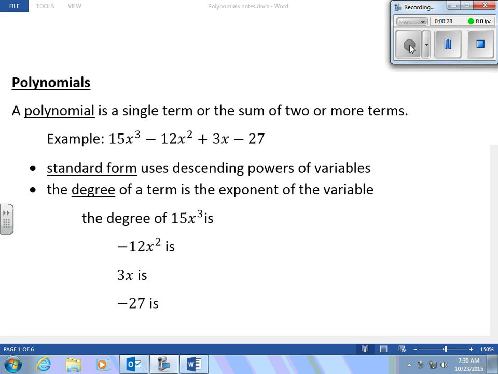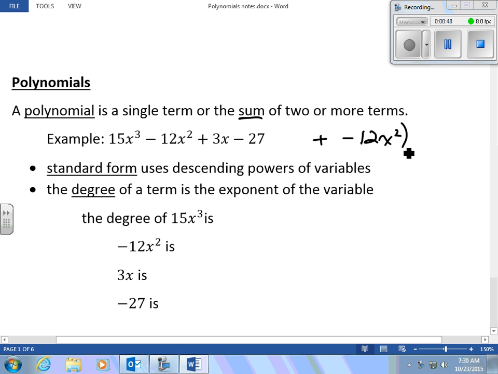So to start with our definition, a polynomial is a single term or the sum of two or more terms. Now when you hear the term sum, you're thinking adding only, but you could think of this subtract 12x squared as adding a negative 12x squared. This brings up a very useful way to think of each term: think of each term as including the sign that's in front of it. If it's positive, we don't write the plus sign, but if it's a negative term, we do include the negative with it.